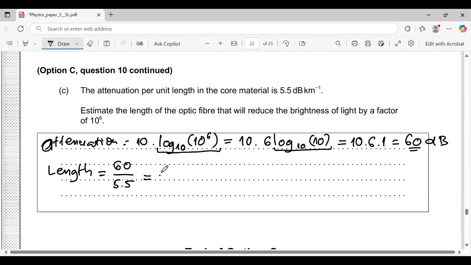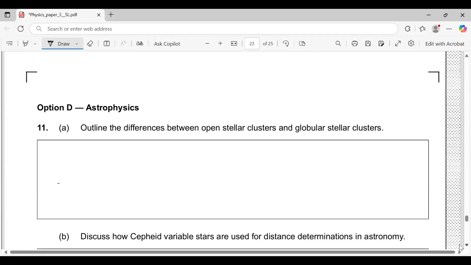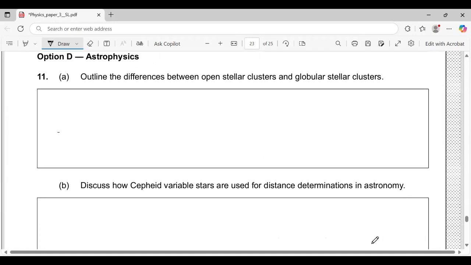And the result is 10.91 kilometers or 11 kilometers. So, next question, number 11. Outline the differences between open stellar clusters and globular stellar clusters.